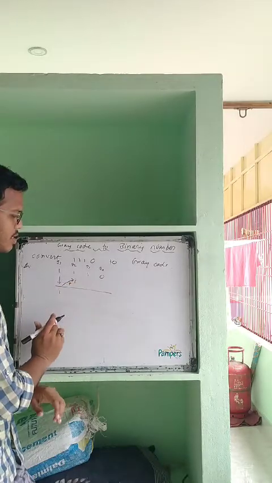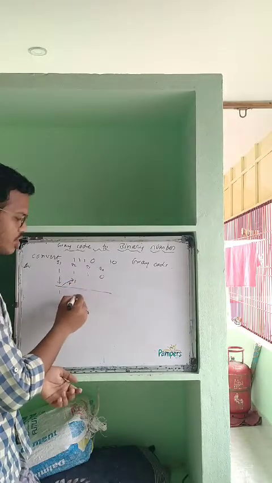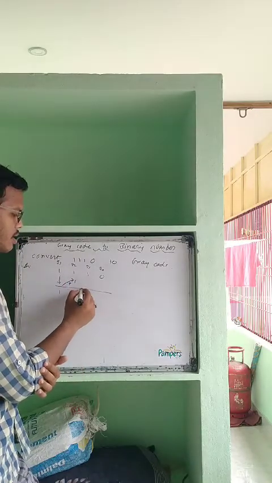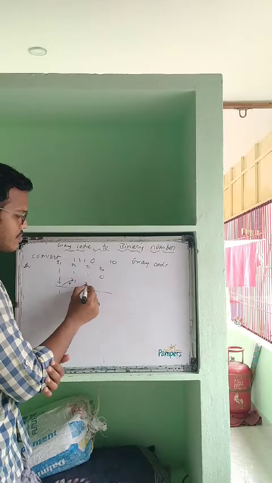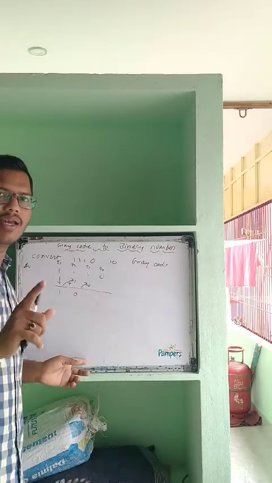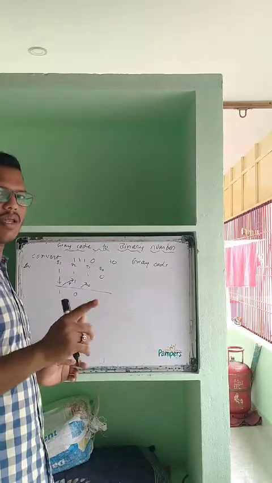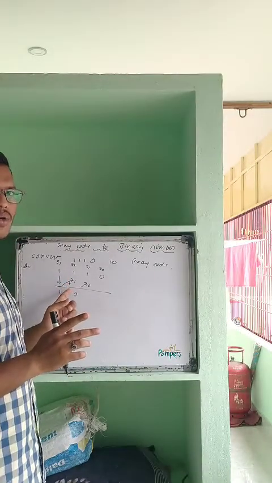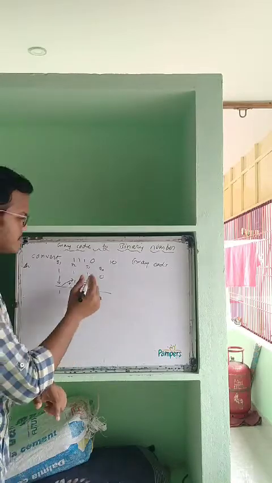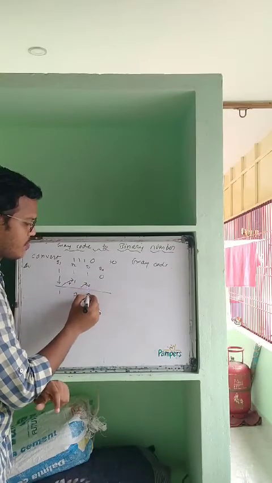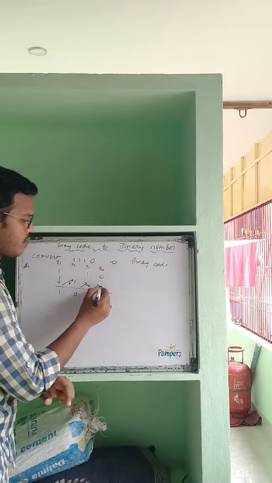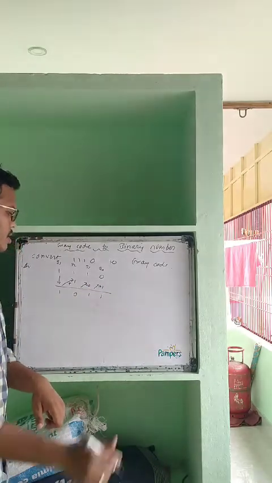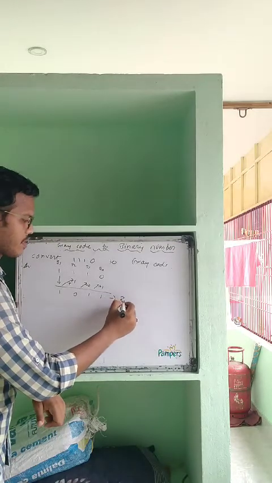So 1 plus 1: the sum is 0, carry is 1. So write 0. Add the result to the next bit of gray code. So 0 plus 1 is 1. Again add 1, you will get 0. This is the binary number.